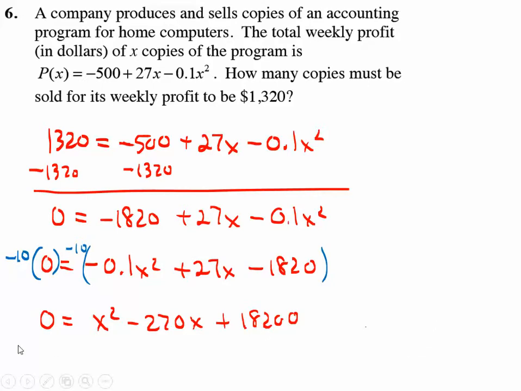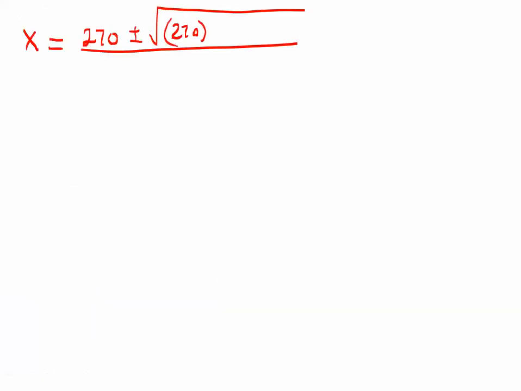All right, quadratic formula. Let me plug this in here. This is going to be 270 squared minus 4 times 1 times 18,200, all over 2 times 1. I do not want you guys to get bogged down with the math behind it here. That's not what I'm wanting to do. I want you to see the flow of things here.